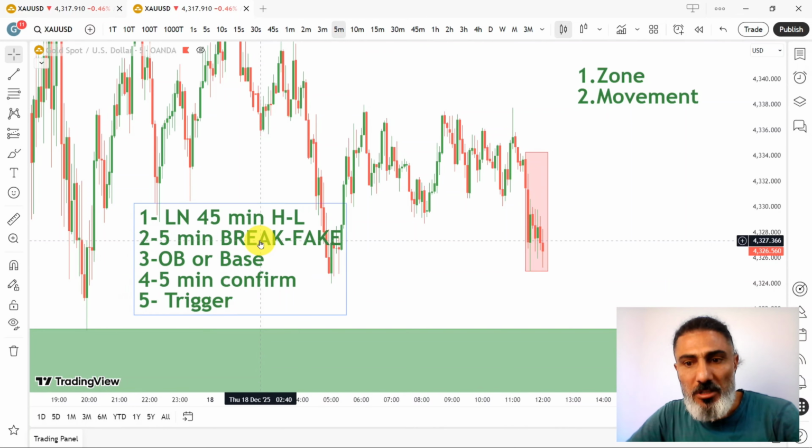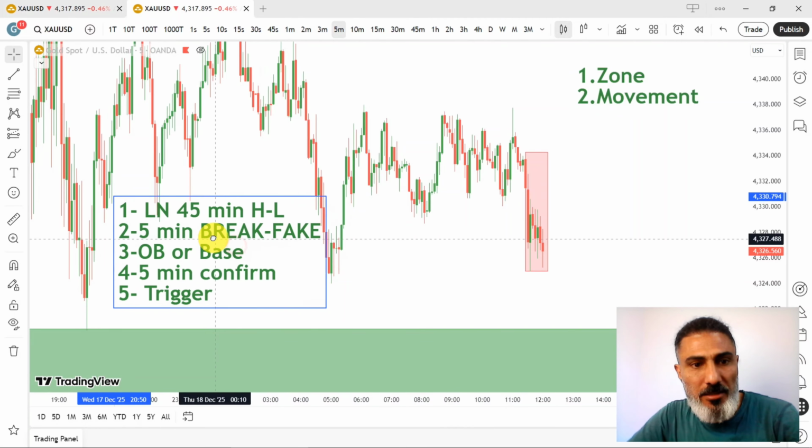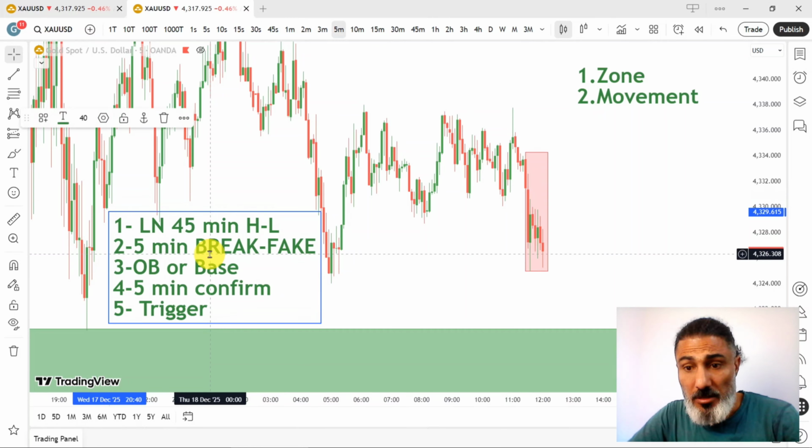Okay, so let's go to the chart and discuss both scenarios. One scenario is to take out and return, or touch and return, and the other is to validly break out of the zone.